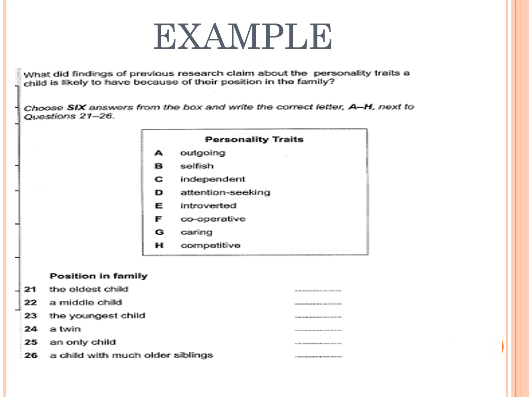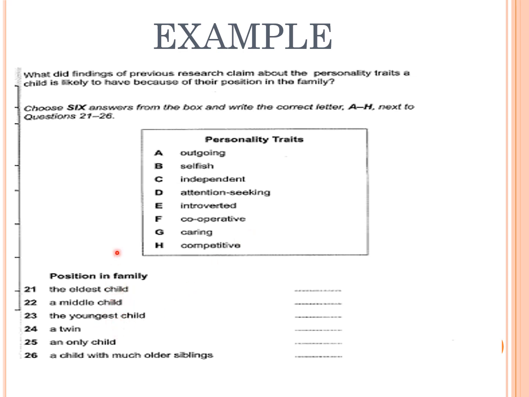So let's move toward an example of a matching type question. Here the personality traits are given and the position in the family is given. So you have to match them. Let's read the question. What did findings of previous research claim about the personality traits a child is going to have because of their position in the family? Choose six answers and write the correct letter, A to H, next to questions 21 to 26.